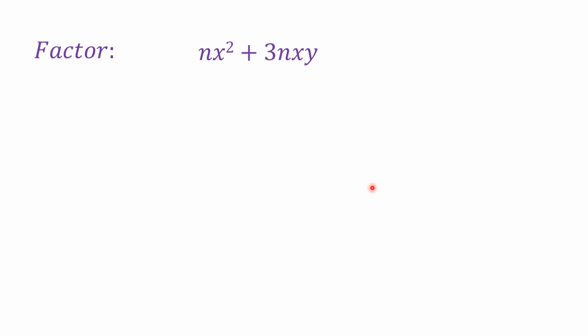Another example, we have multiple variables now. What's common to them is they both have n and x. Both have 1 n, and this has 1 x, the other has 2 x's. So we can take out n and x, and what's left inside is, this has 2 x's, so there's still 1 x left, and on the other side it's only y that is left because n and x are being taken out of the parentheses, and also 3 is left. So this is now the complete factored form.